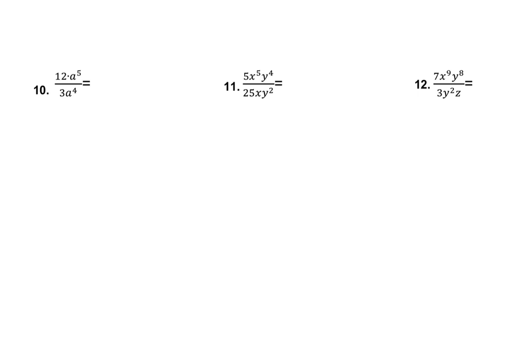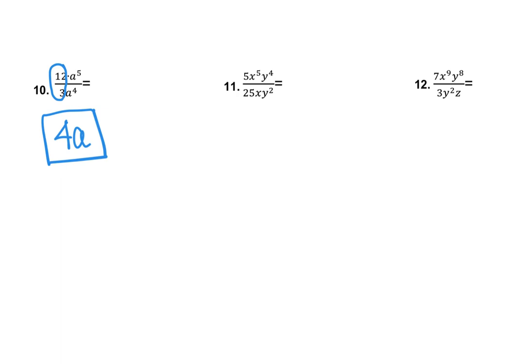All right, we just have 3 more left. So notice how we have 12 divided by 3 right here. We're just going to divide the 12 divided by 3 just like we always have, and you're going to have 4, and you're going to take a to the 5th power divided by a to the 4th power, and what you have left is a to the 1st power, or just a.